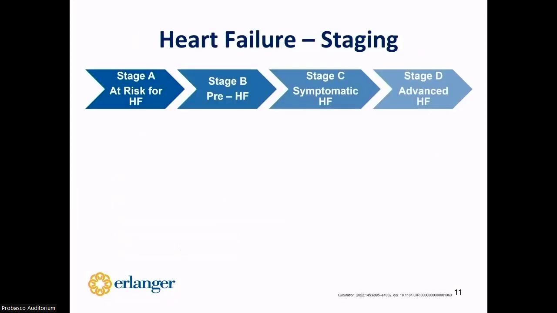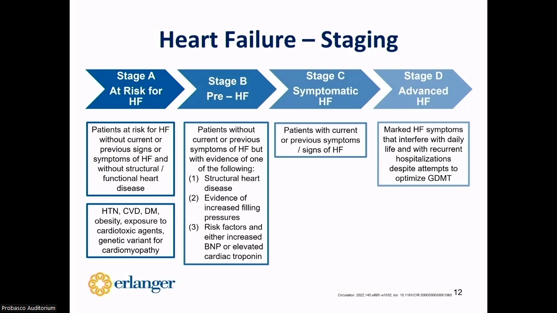So we'll walk through this just as a refresher for the staging of heart failure. Generally we start with stage A, which is patients who are at risk for heart failure, then patients with pre-heart failure, symptomatic heart failure, and then progressing to advanced heart failure. Patients in stage A may have some of those risk factors previously mentioned, but they don't have any current or previous signs of structural heart disease. Patients in stage B don't have current or previous symptoms, but they might have evidence of structural heart disease, increased filling pressures, or risk factors that cause them to have an increased BNP or an elevated cardiac troponin.